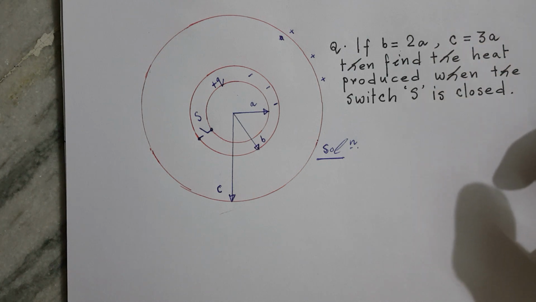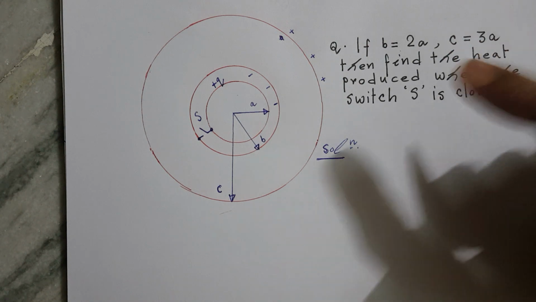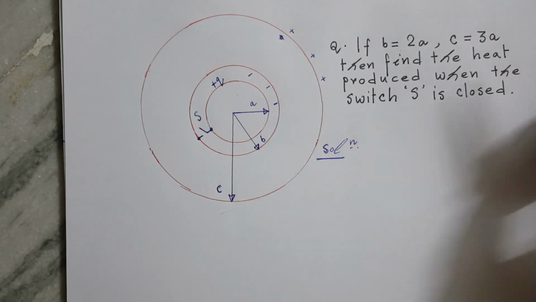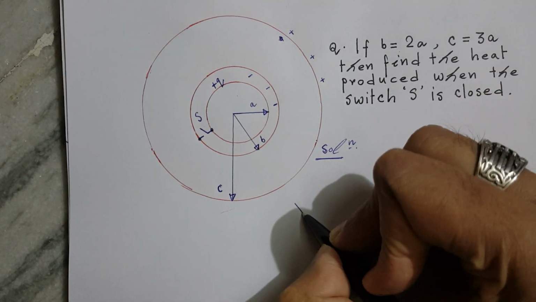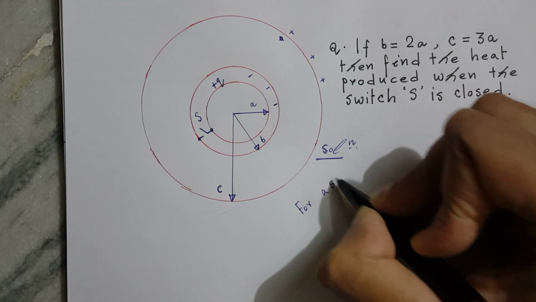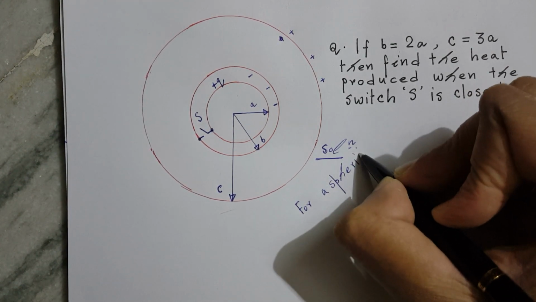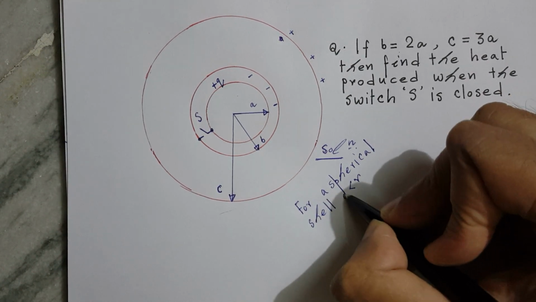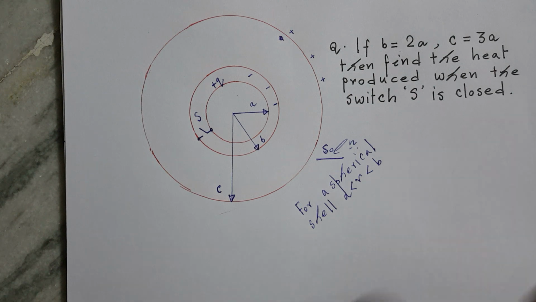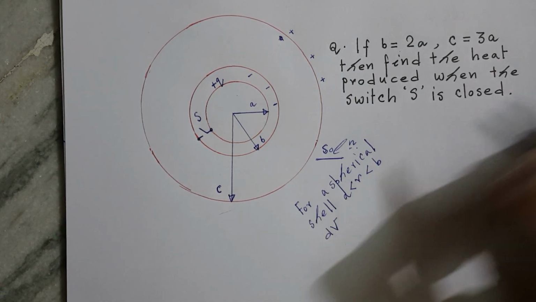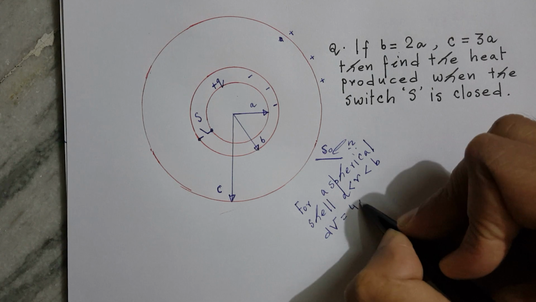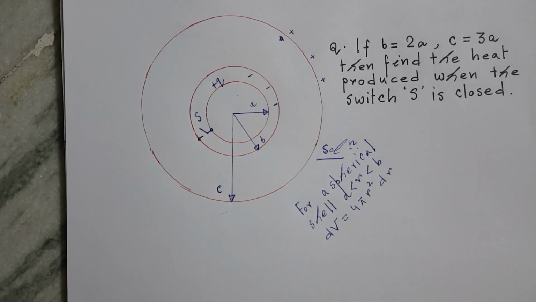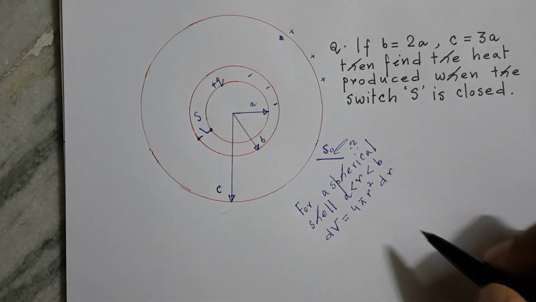Now let us consider an annular region. Let us consider a sphere whose radius is greater than a and less than b. For a spherical shell of radius r greater than a and less than b, the volume of its element is 4 pi r square dr. So how much electrostatic energy is stored?